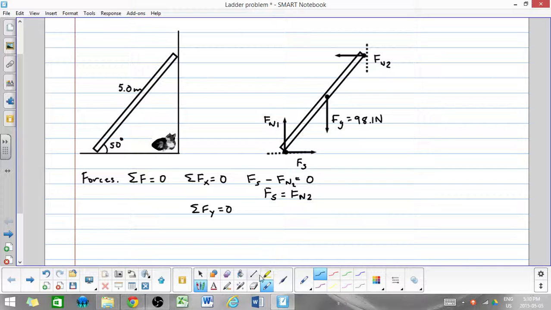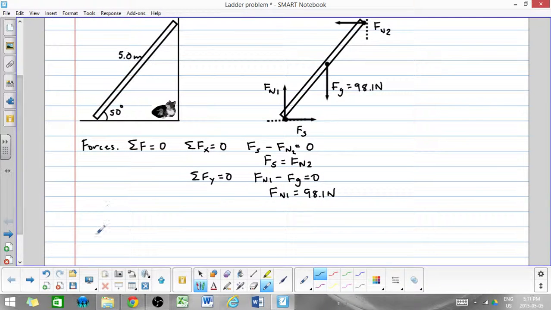Also, our y components have to sum to 0. So we've got the normal force up, the force of gravity down, so that normal force has to equal the force of gravity of the ladder, which is 98.1 newtons.